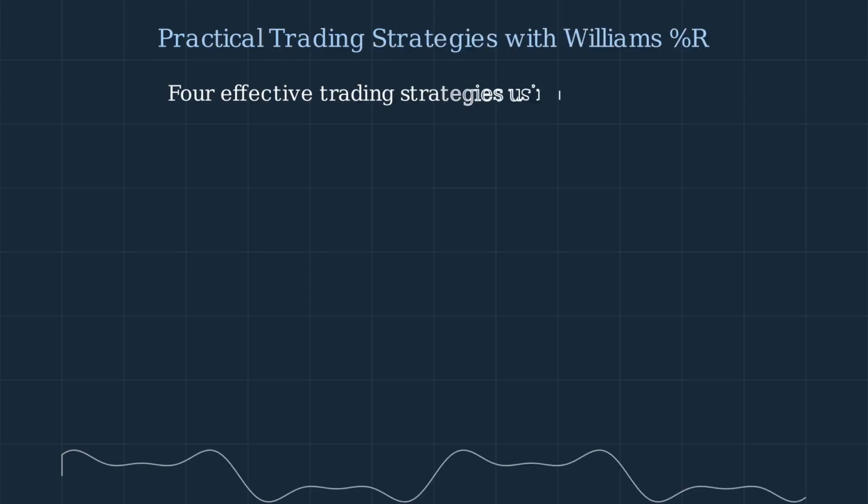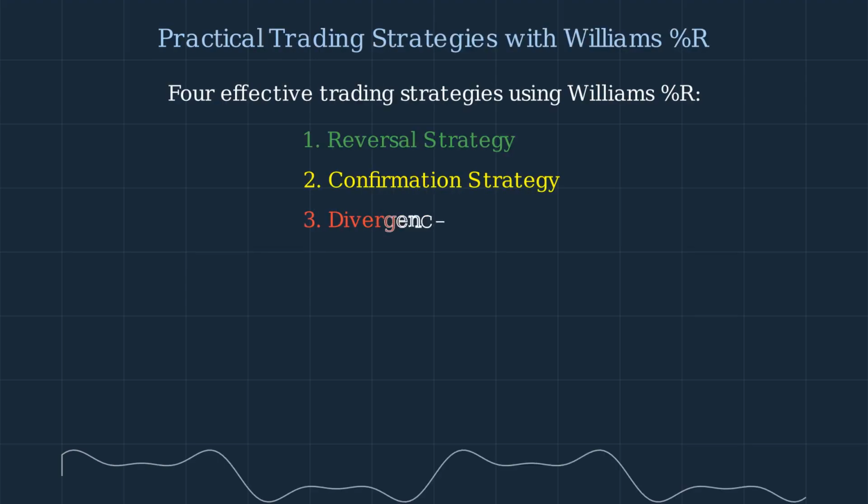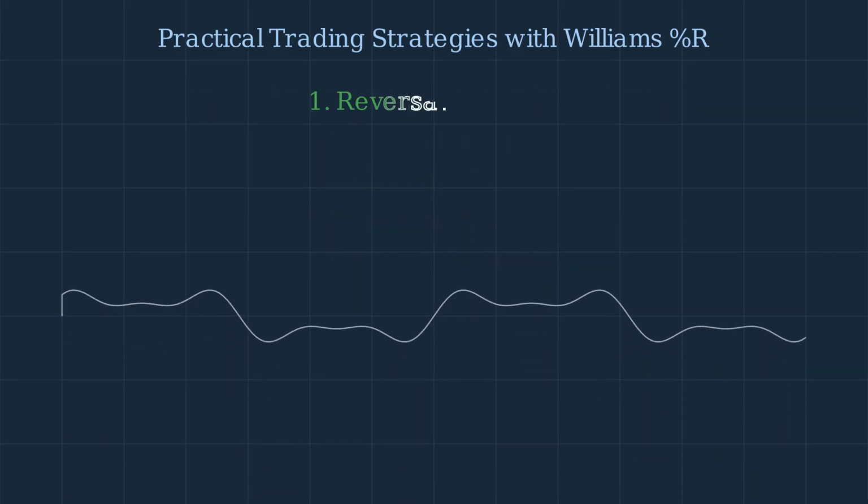Four effective trading strategies can be implemented using the Williams-Cent-R indicator. The reversal strategy involves taking trades when the Williams Cent R crosses back from oversold or overbought territories. This strategy works best during trending markets and can signal the resumption of the primary trend after a pullback.